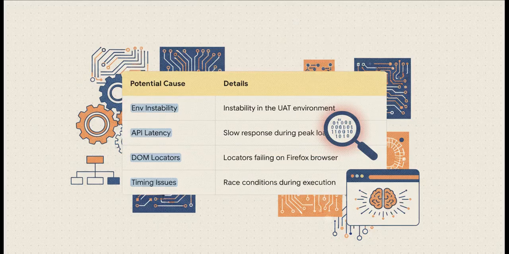So instead of your team spending hours in a meeting just guessing why the checkout process is failing on one specific browser, the AI can deliver this, a clear, evidence-based breakdown of all the likely factors. And suddenly, you're not just guessing about environment instability or API latency, you have a data-driven starting point.